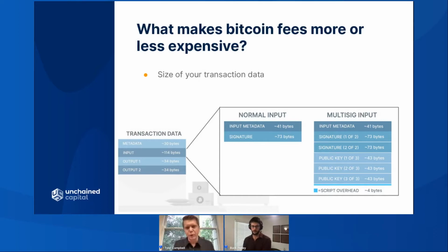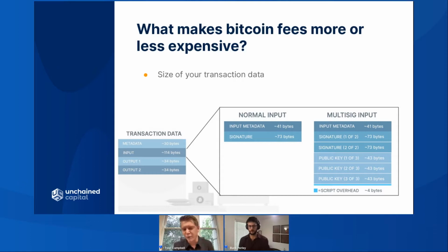So to put that into perspective, we think about what makes Bitcoin fees more or less expensive. Well, it's really comprised of two parts. We have the size of the transaction data, which Buck is going to do a little bit of a deep dive into here. Then it's not only the size of the data, like we were talking about before with that shipping counter analogy, but it's also the scarcity of each Bitcoin block. It can only fit so many transactions in it. We're going to talk about that too. But to start, the size of that transaction data.